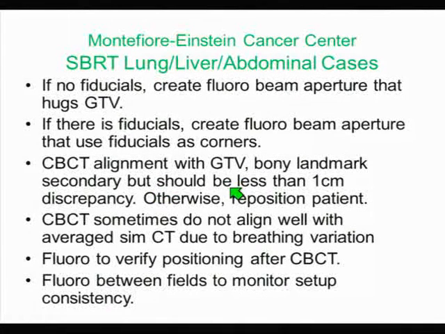But the bony landmark should be agreeing with everything within a cm, because if you deviate too much, that means the patient is rotated wrong or something. You have to reset the patient up. Cone beam CT sometimes will not align well with the average CT sim CT due to breathing variation. Also, cone beam CT is acquired for all the phases. When you are gating, you only gate certain phases, so they don't really match. Fluoro to verify position after cone beam CT before you treat. Fluoro between fields to monitor setup consistency.